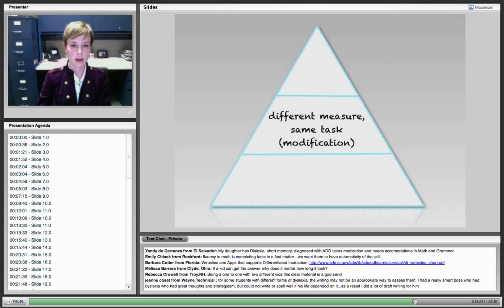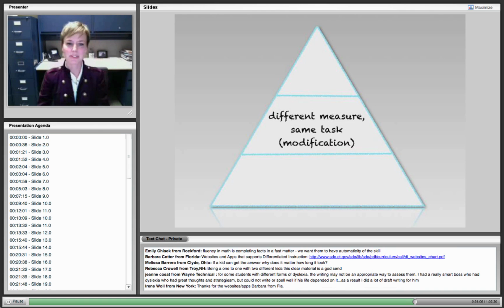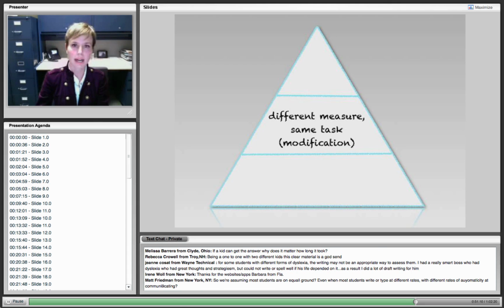All right, so sometimes though, we have to measure something different. Sometimes students are not on grade level and they can complete the same task or a similar task, but we measure something different for those students.